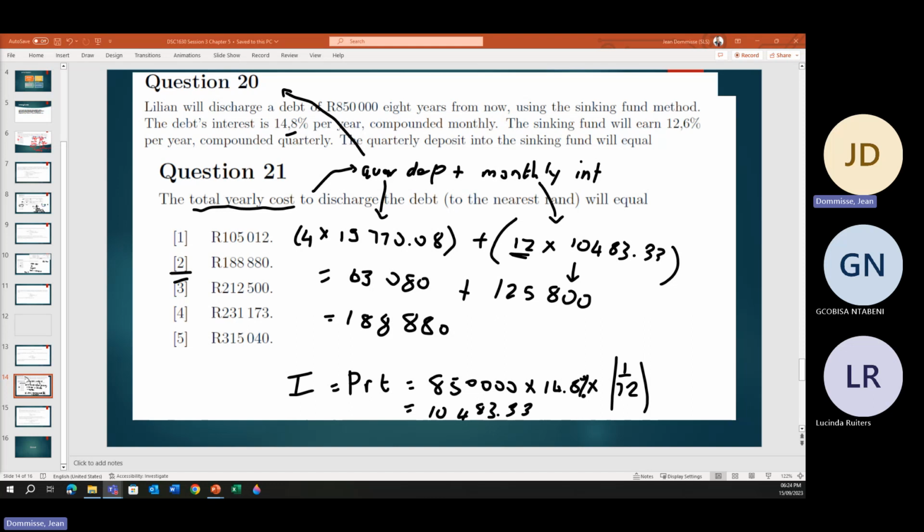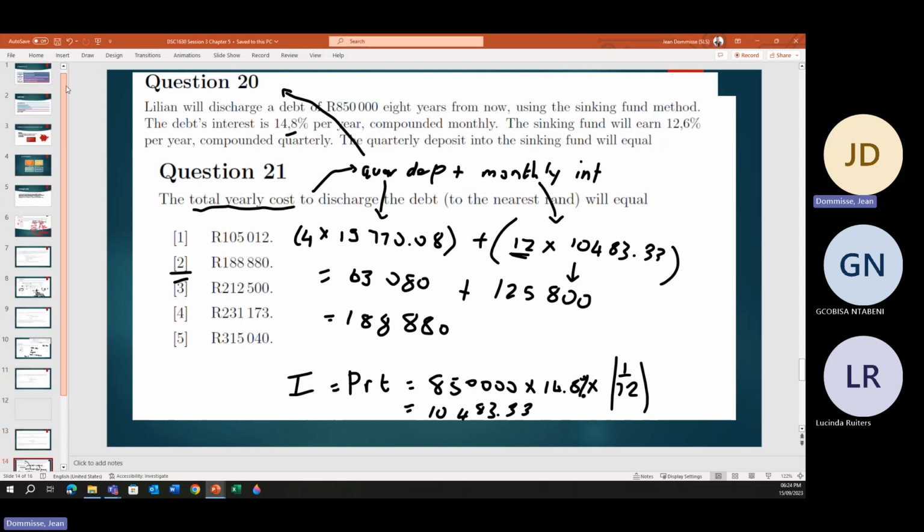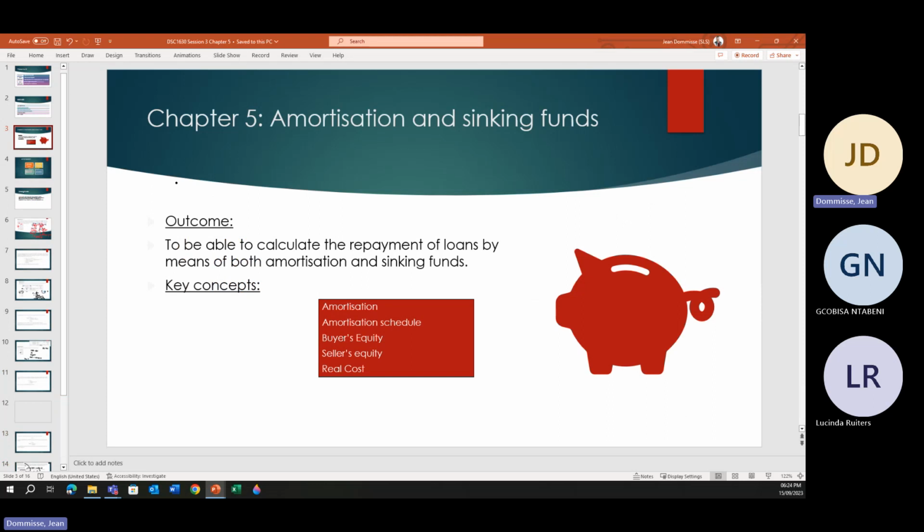Okay, so this was basically on sinking funds and amortization. So I thought, okay, let's continue with the next chapter as well. We've definitely got some more time. We're going on until 7. So let's also focus on the next chapter.